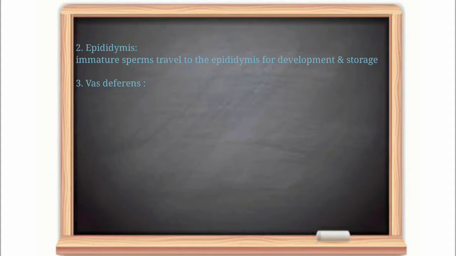Okay, let's go with the second one, which is epididymis. Now epididymis, what does it do? Whichever immature sperm is there, it travels to the epididymis for further storage and development. The third one, which is vas deferens. Now from each testis originates a short tube which is called a vas deferens, which is a passage through which the sperm travels towards urethra.